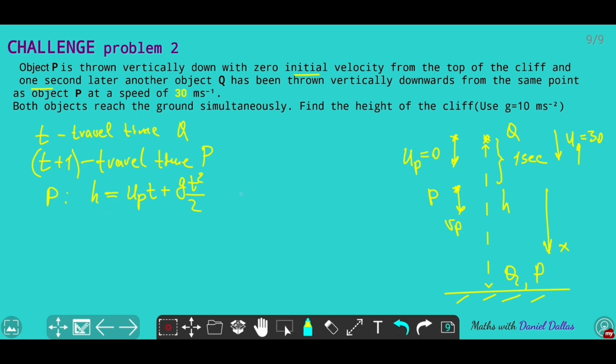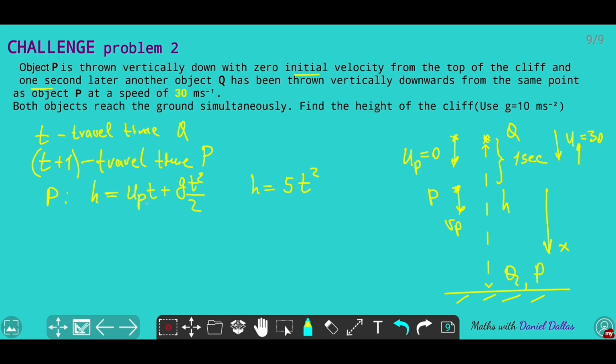So that's why if we rewrite this formula by plugging the parameter UP, which is 0, we'll get g over 2 t squared. So in our case, g over 2 will give us 5, and we'll get h equals 5t squared. But hold on, t is the travel time for object P. In our case, it's t plus 1.